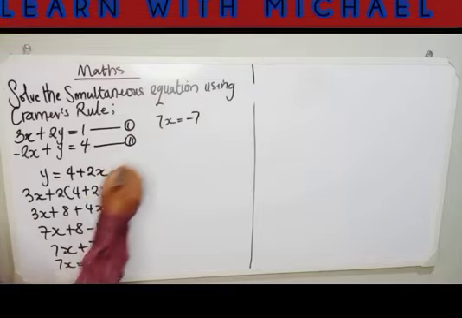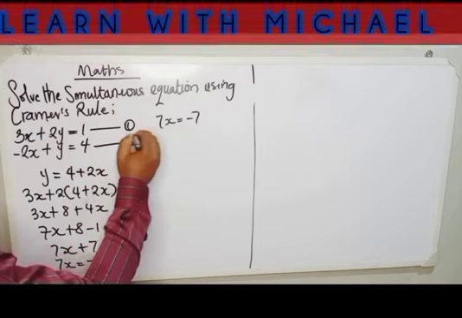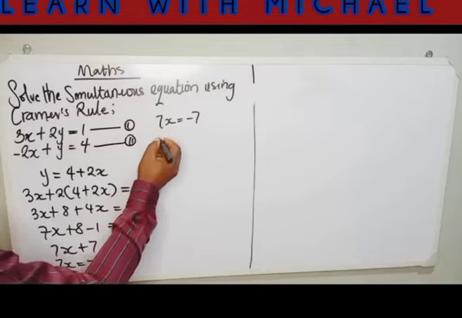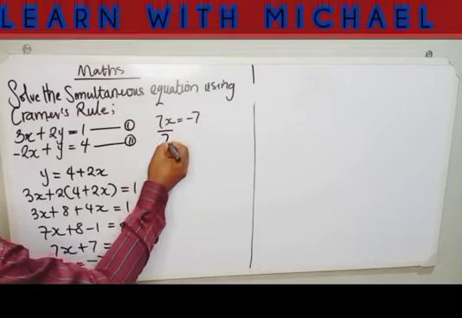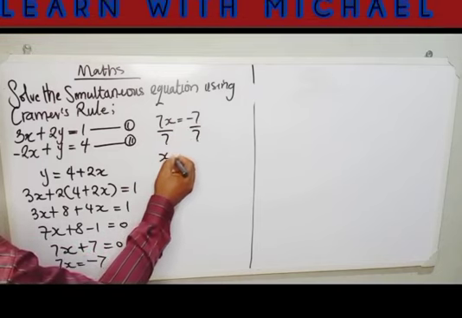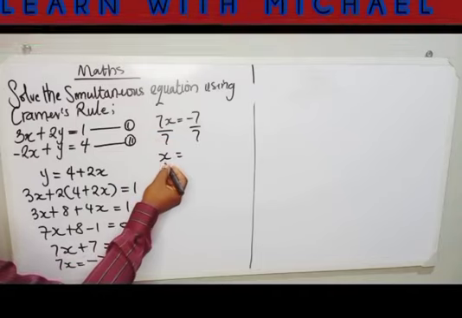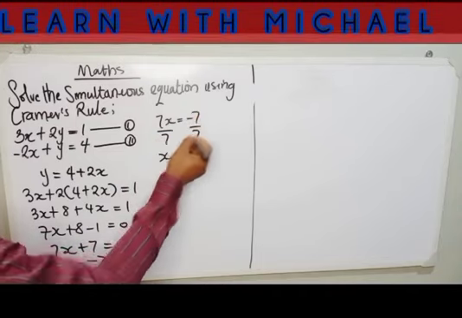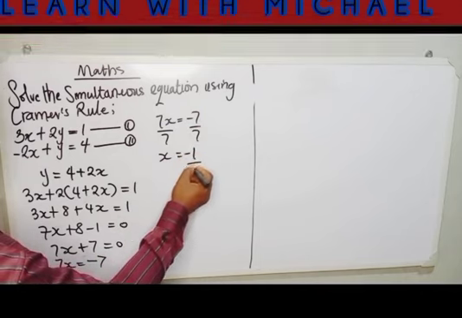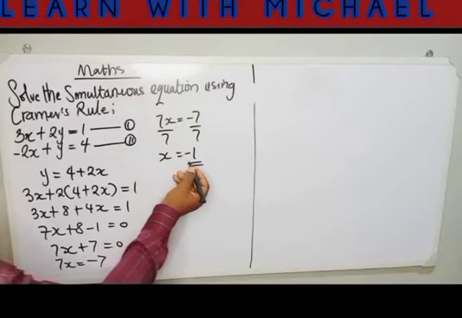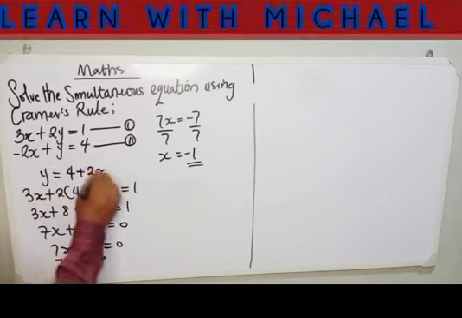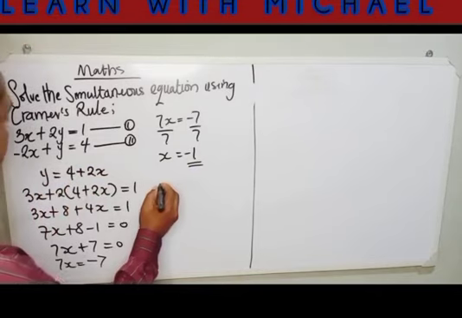Therefore, I'll go ahead and divide both sides of this equation by 7, that is the coefficient of x. Therefore, my x will be equal to, 7 is going to cancel 7, leaving me with x. Minus 7 divided by 7 is going to give me minus 1. So I'm going to substitute minus 1 for x in this very equation here: y equals 4 plus 2x. So let's go ahead and do that.